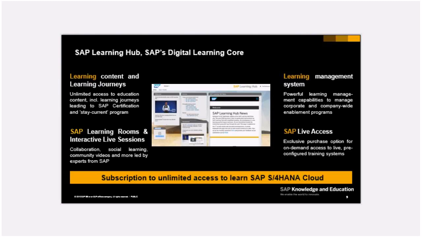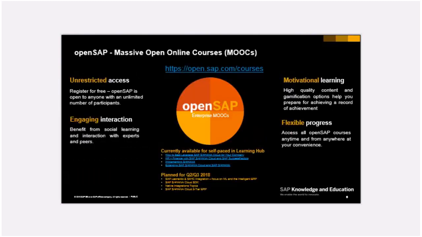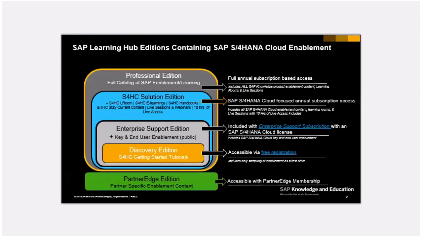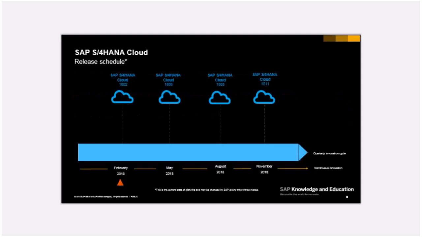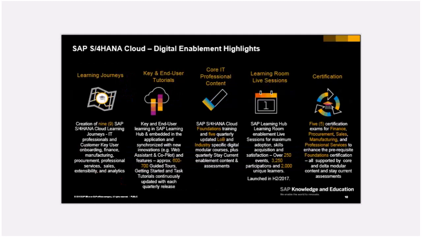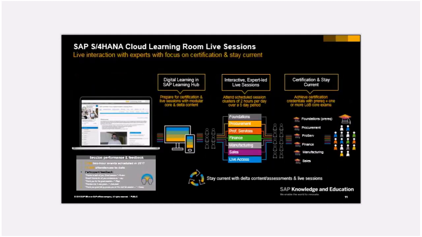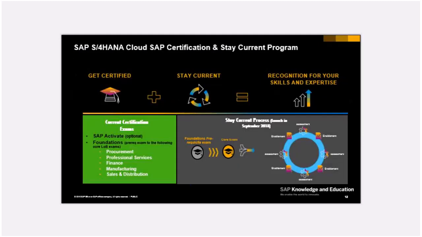I'll give you a sampling of this month, February, and the different live sessions we have going on as we speak. And then there's certification. We have 6 certification exams available for S/4HANA Cloud. We have the Foundations, which is a prerequisite exam, and 5 LOB exams: procurement, finance, sales, manufacturing, and professional services. So you do have to take the prerequisite exam, which is Foundations.